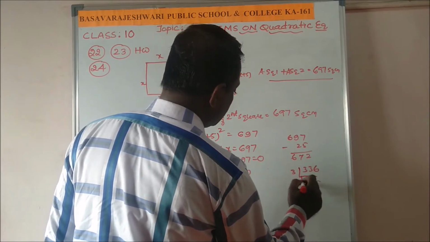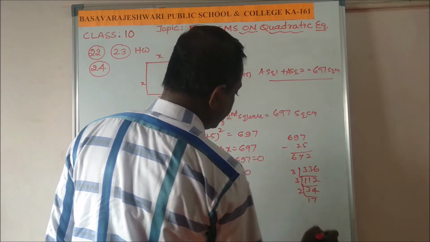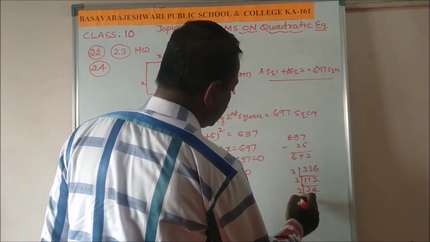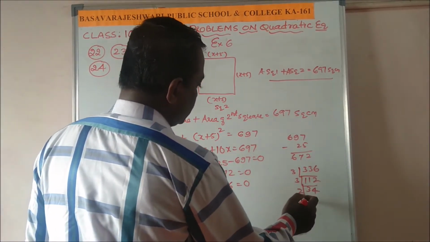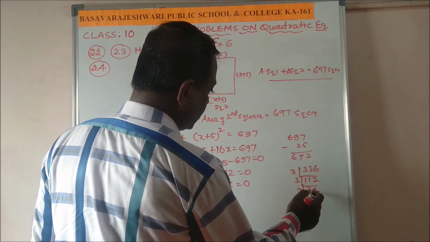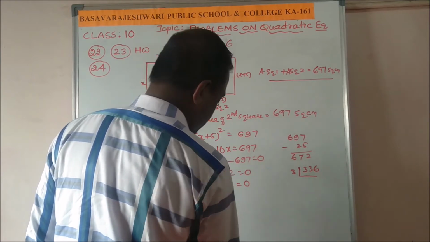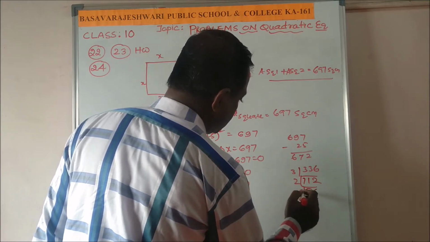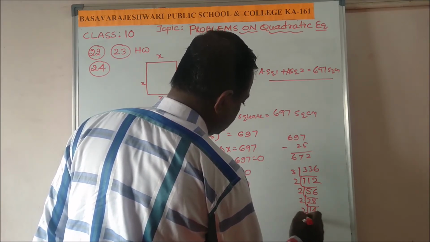Let us factorize 336. 3 ones are 3, 3 twos, 3 threes are 9, 2 remains, 3 fours. It will not go in 3 here. So 2 fives are 10, 2 sixes, 2 twos, 2 eights, 2 fourteens, 2 sevens, 7 ones.